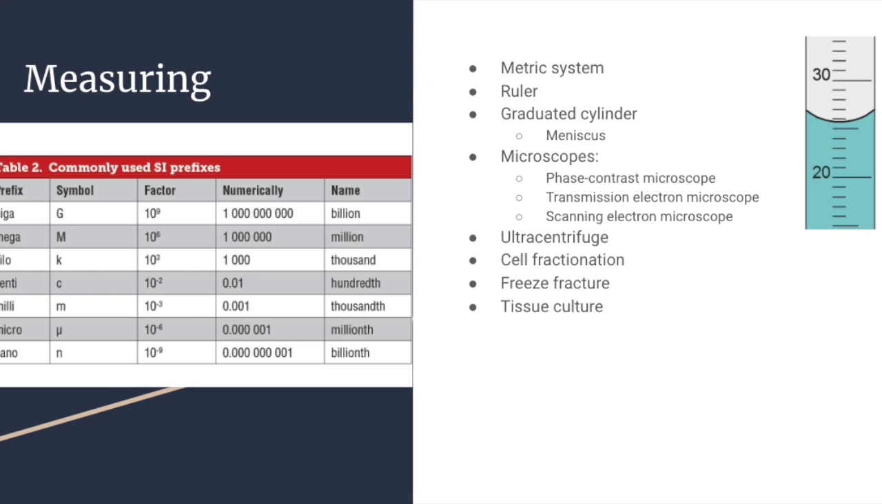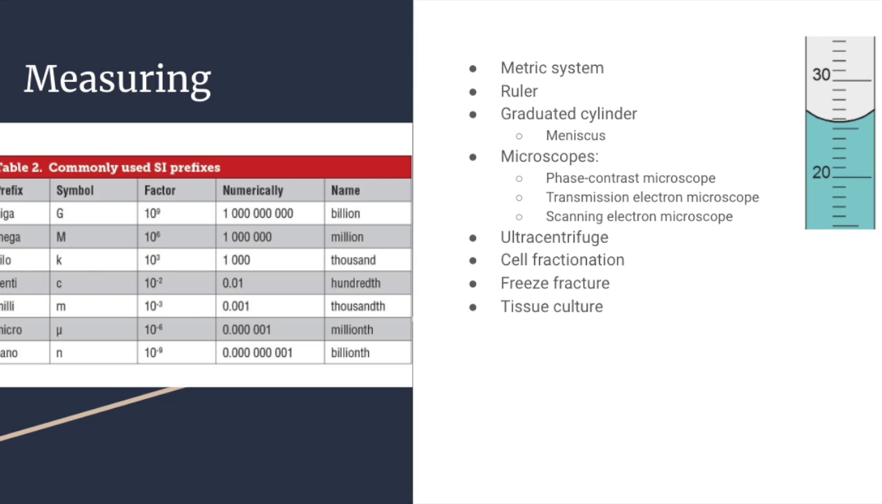Tools and techniques to study cells. There are many tools and techniques to study cells, like microscopes. Compound microscopes study cell structure. When you use the microscope, the images are upside down and backwards.